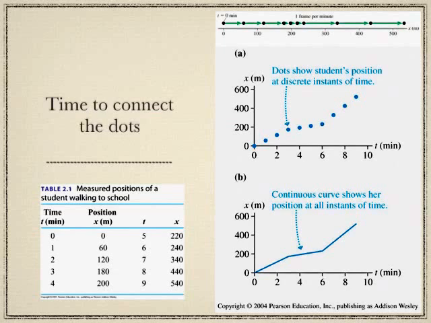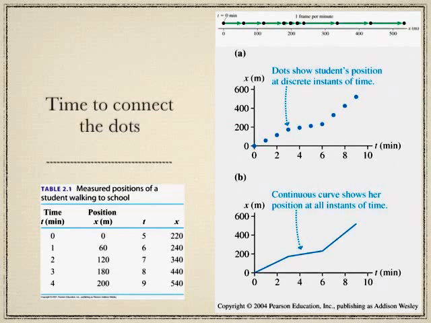At 5 minutes, the student's position is 220 meters from their original starting position. At 9 minutes, the end of our observation, but not necessarily the end of the student's motion, the student is 540 meters away from their initial position of 0 meters at 0 minutes. From this data, we can make a motion diagram.